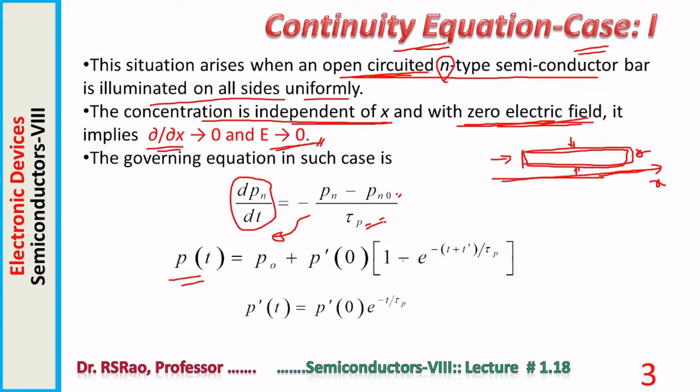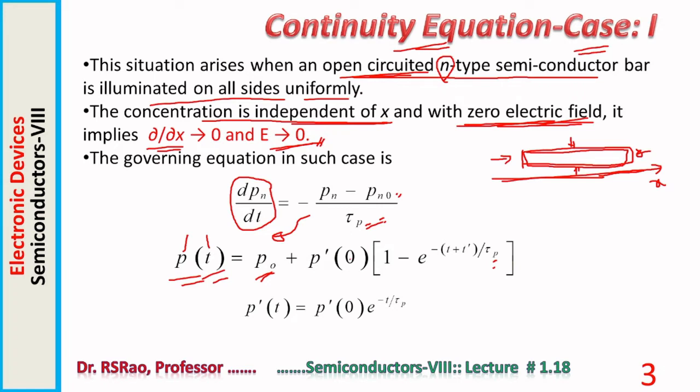This differential equation can be solved to get P(t) = P0 + P'(0)(1 - e^(-(t + t')/τp)). What is P(t)? It is the hole concentration at time t. P0 means the equilibrium hole concentration. P'(0) means the hole concentration due to illumination at t equal to 0.